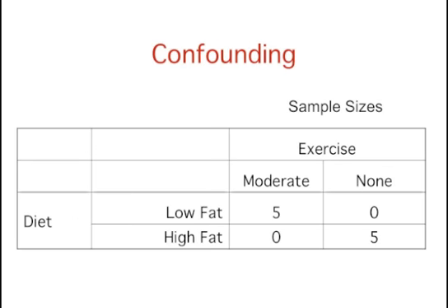Here we consider an absurd design to illustrate the main problem caused by unequal n. Suppose an experimenter were interested in the effect of diet and exercise on cholesterol. The sample sizes are shown in the table. What makes this example absurd is that there are no subjects in either the low-fat, no-exercise condition or the high-fat, moderate exercise condition.